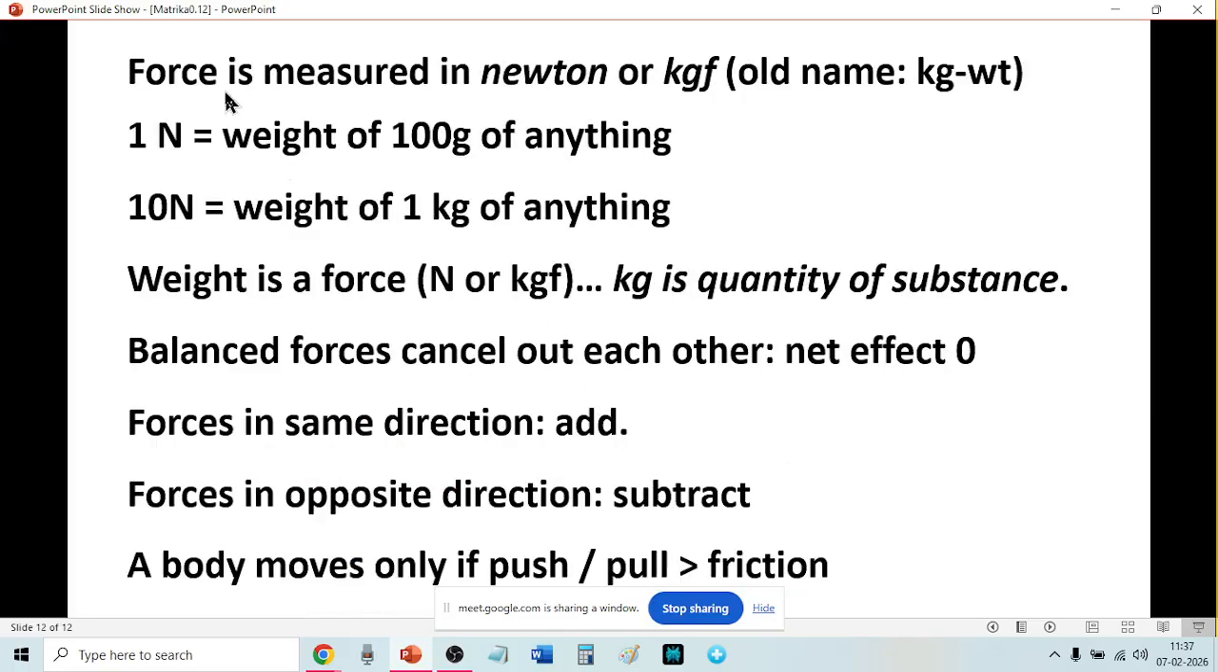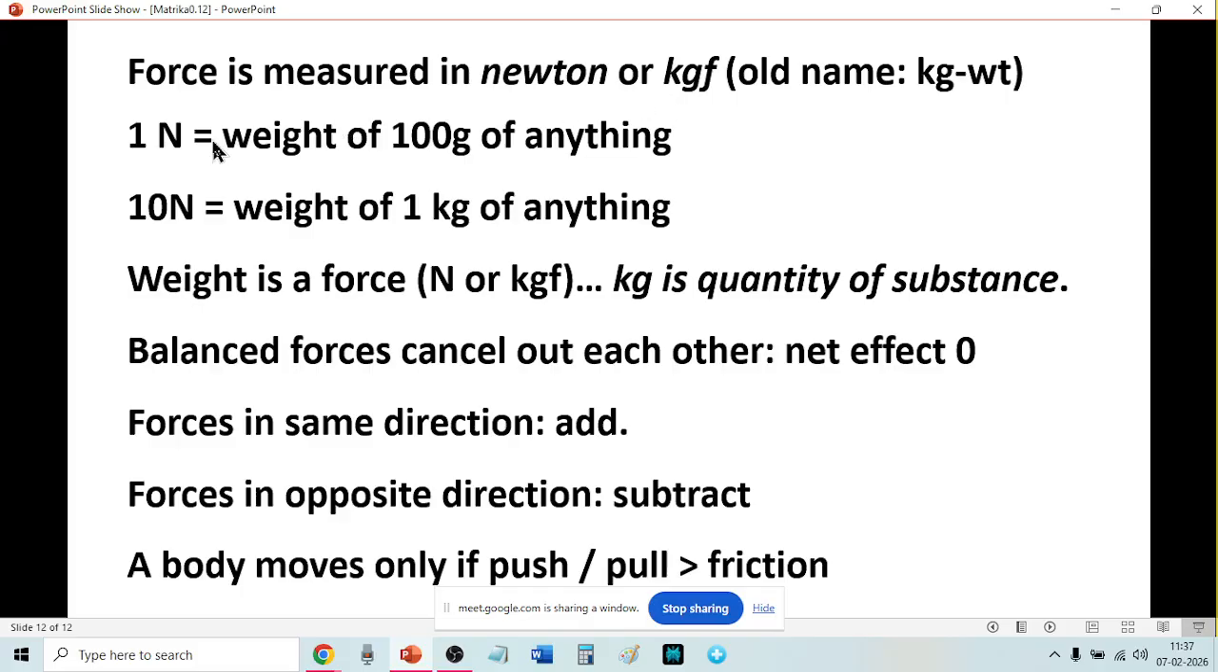So there is a summary. Force is measured in Newton or kgf. The old name of kgf was kgwt. The new name is kgf, kilogram force. It is measured in Newton or kilogram force.